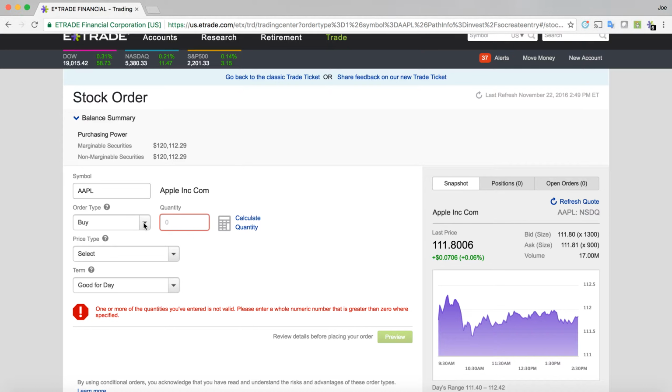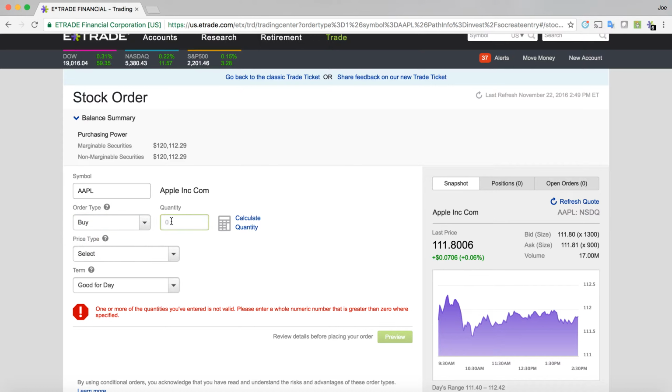There are several order types you can enter: buy, sell, sell short, buy to cover. Now these last two we won't get into too much right now because they deal with what's called shorting a stock, and that will be something we cover well in the future. For this instance, we're going to buy.